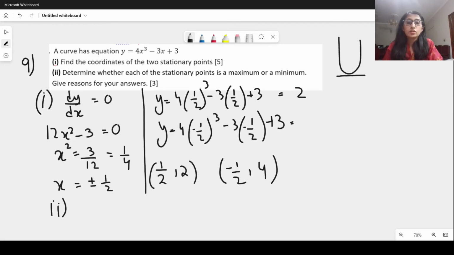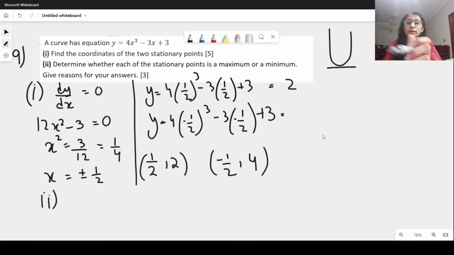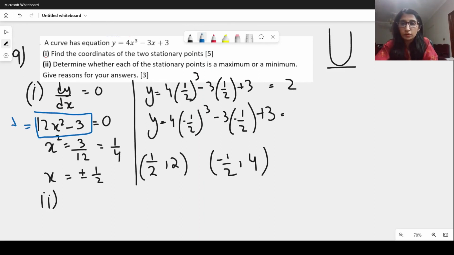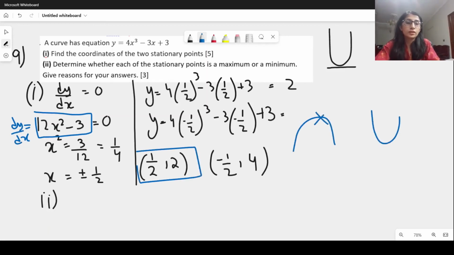Determine whether each of the stationary points is a maximum or minimum. Now, what you do here is that you already have the derived function. You derived it once. This is equal to dy over dx. Now, to find whether this is a maximum point or a minimum point, you derive the function again. So I'm going to write second derivative.